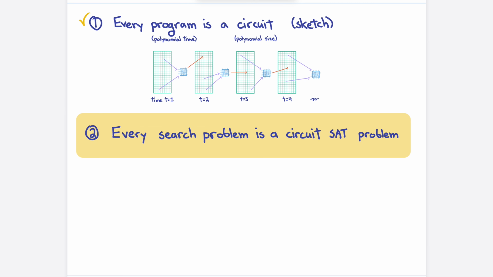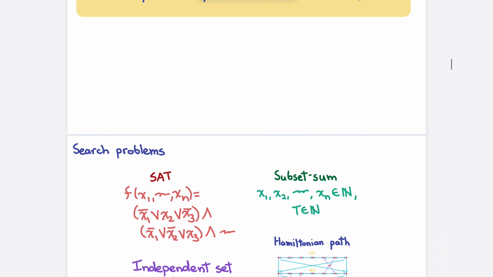And in the second leg, I'm going to try to argue, with a similar level of high-levelness, that every search problem, Hamiltonian path, independent set, all these things where we can recognize a solution, is a circuit SAT problem of polynomial size. Okay. So, all right, here's how I explain it.